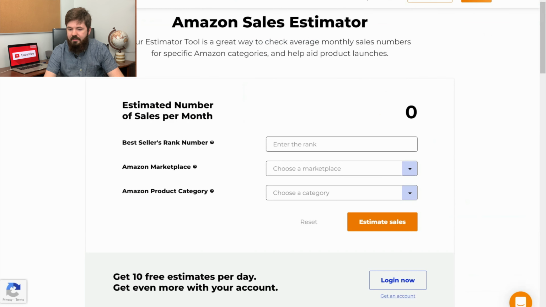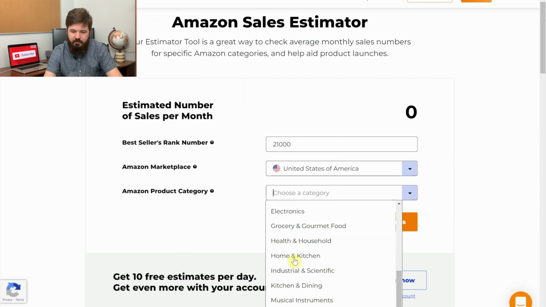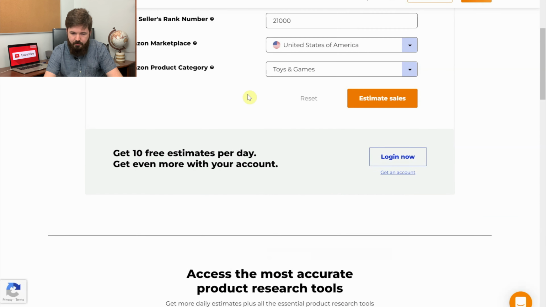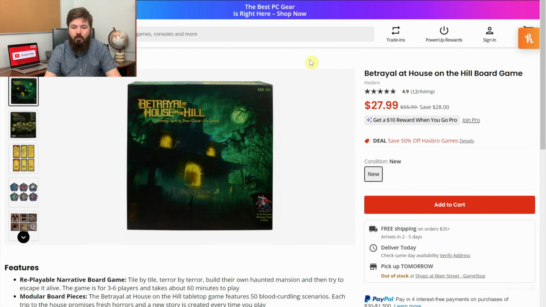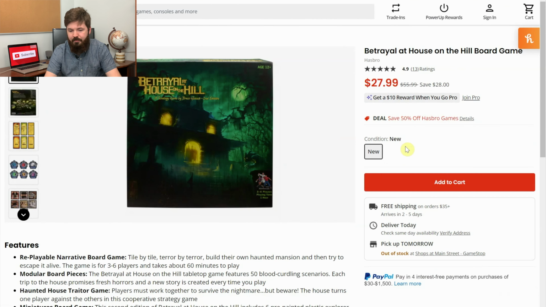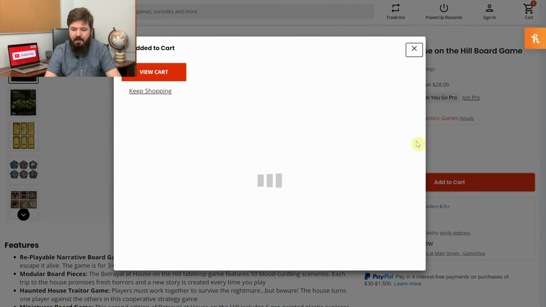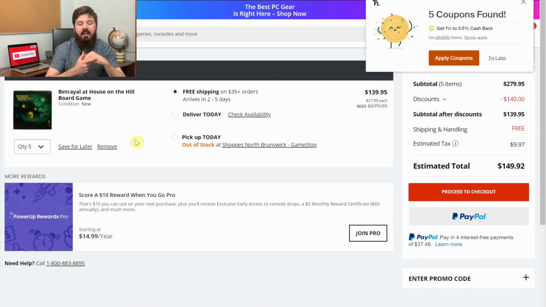So this has a sales rank of 21,000 in toys and games. So you just go over here to 21,000, United States, toys and games, estimate sales. You can see it's even higher at 450 sales per month. So you could potentially buy 20 units of this from GameStop, unless they have a limit on how many you can buy. So it does look like GameStop does have a 5-unit limit on this product.